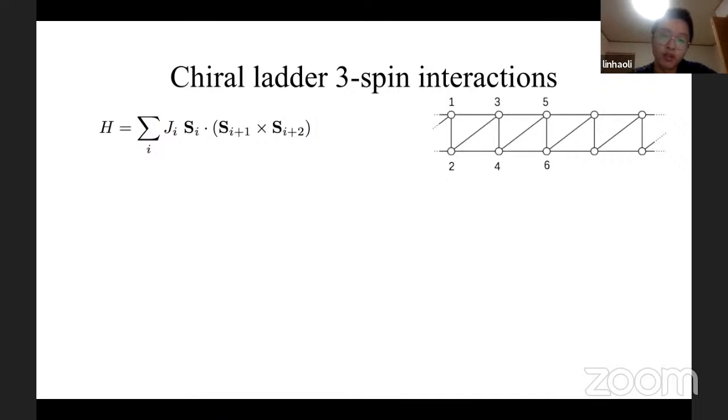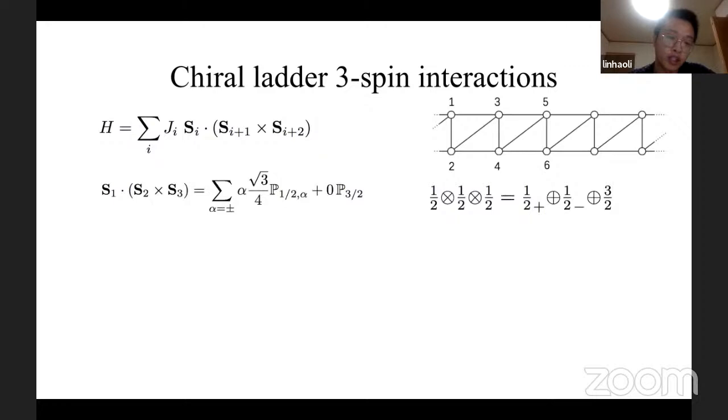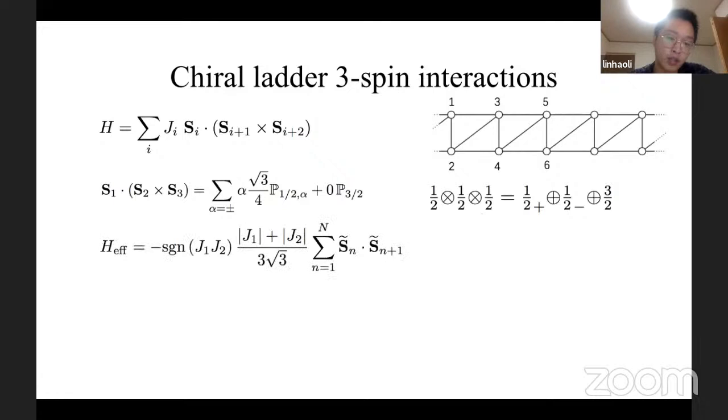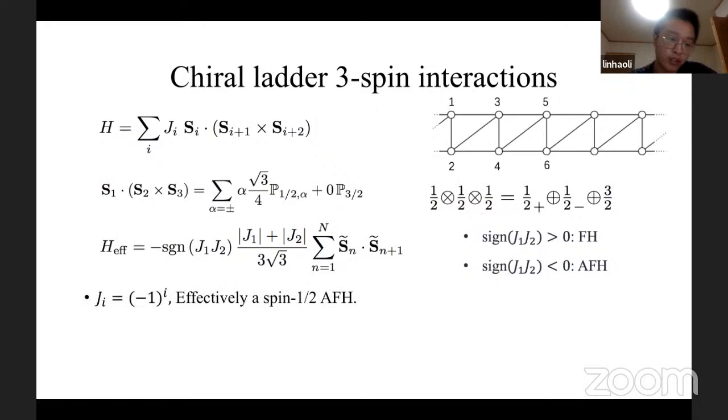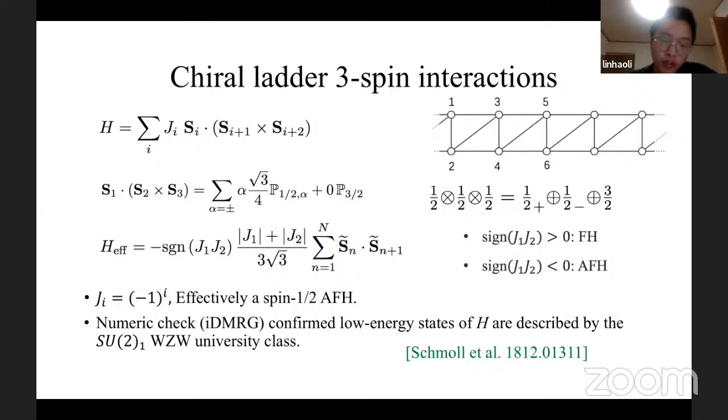Indeed, a bit of algebra with Pauli matrices can lead to the decomposition of these three-spin interactions. Here, we can use J1 and J2 to label the J of the odd sites and even sites. Then the low energy effective Hamiltonian is an emergent spin-1/2 Heisenberg chain. When J1 and J2 have the same sign, it is a ferromagnet. Or when J1 and J2 have opposite signs, it is an antiferromagnet. In fact, when J takes a staggered value, the numerical calculation has confirmed that the low energy states of the Hamiltonian are described by the SU(2) level 1 Wess-Zumino-Witten universality class.